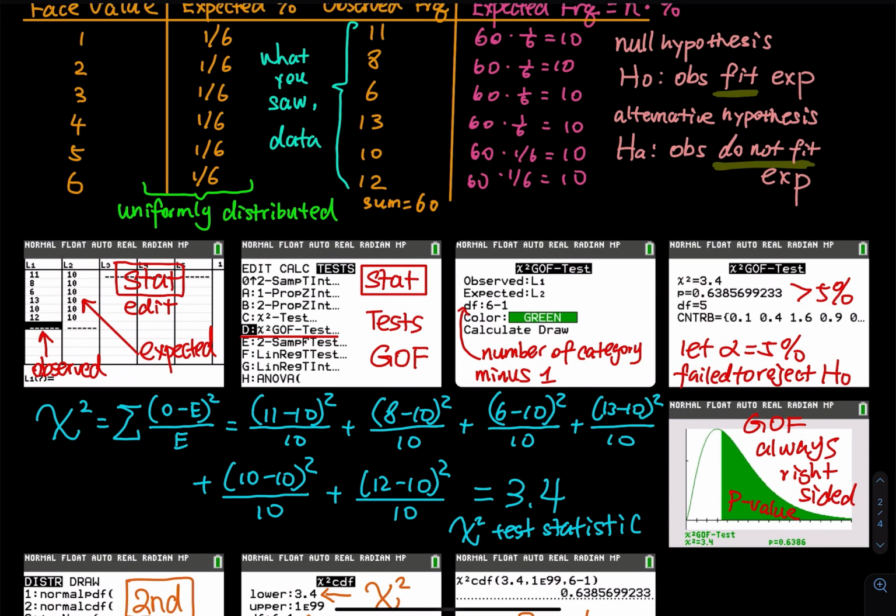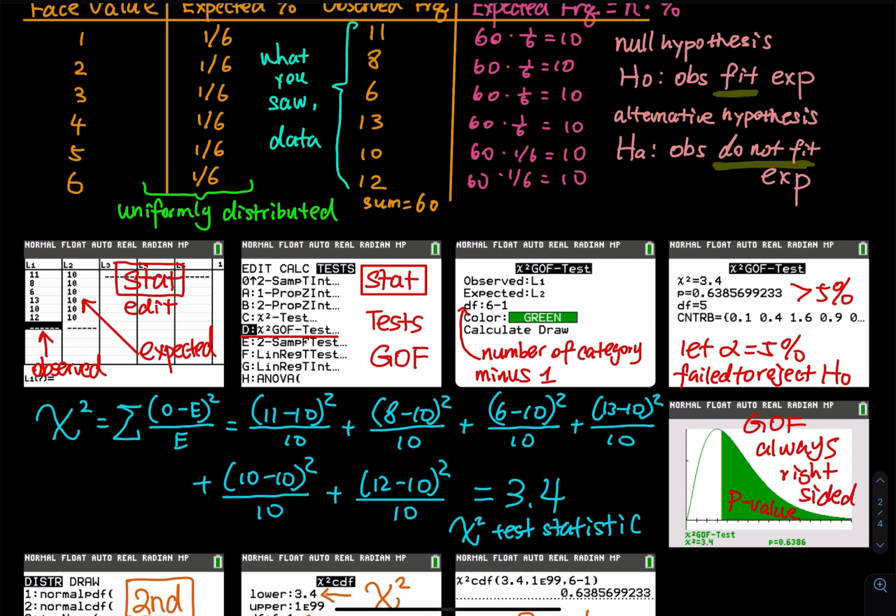So how do I get this number? We do this row by row. So the first face value is 1. So go back to the table, look all the way to the top. The observed is 11, the expected is 10. So you take 11 minus 10 squared divided by 10. Face value 2. Observed is 8, expected is 10. So you take 8 minus 10 squared divided by 10.